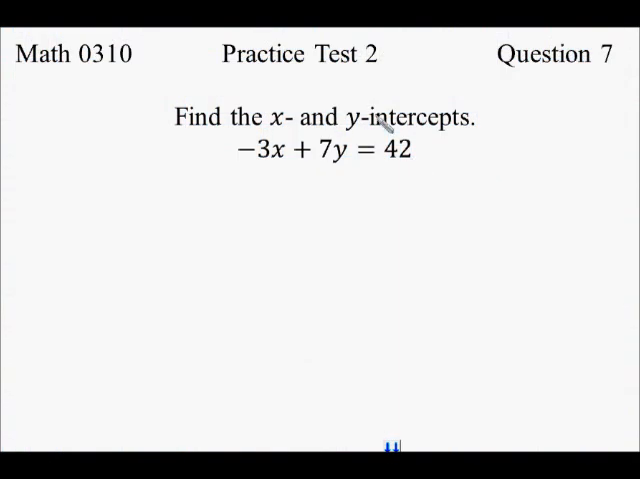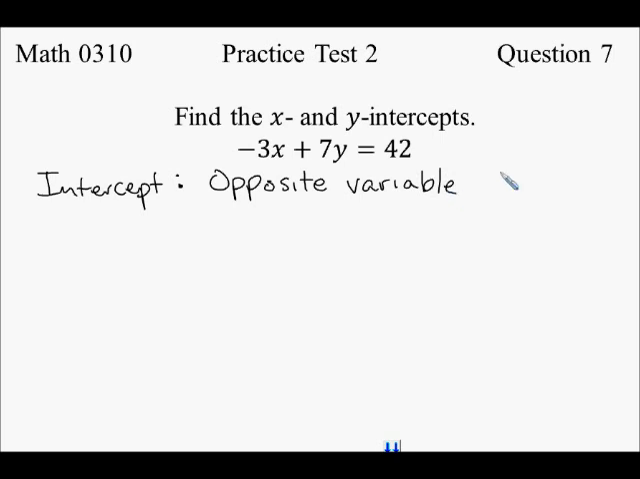Question 7 says find the x and y-intercepts for this equation here. So when we're finding intercepts, we want to remember one thing. When we're talking about xy coordinates, an intercept is going to be when the opposite variable is 0. And that is true because on the x-axis, if we're finding an x-intercept, y is always 0. And on the y-axis, x is always 0, so an intercept is when the opposite variable equals 0. So first we're going to find our x-intercept, which means we want to look at when y is 0.